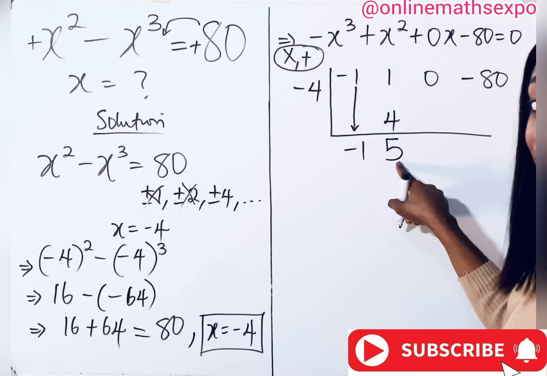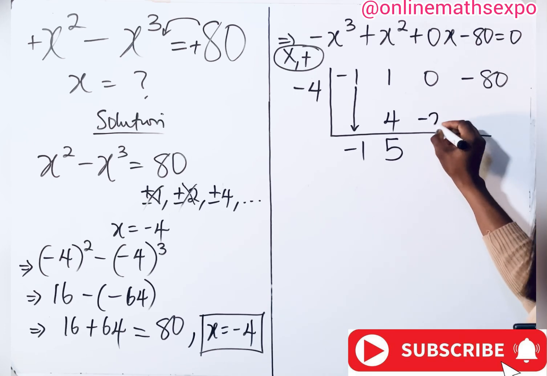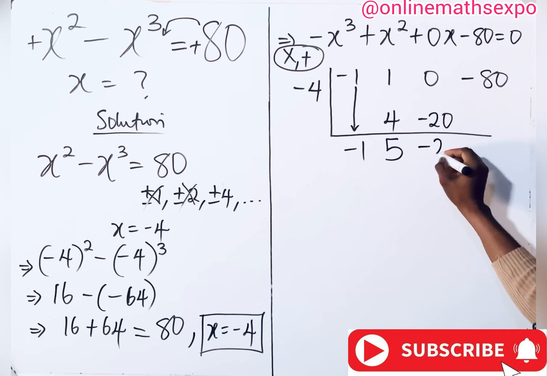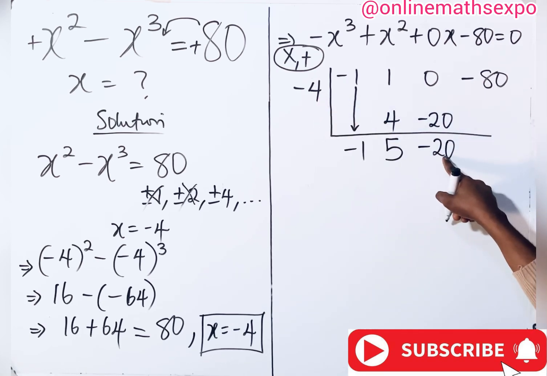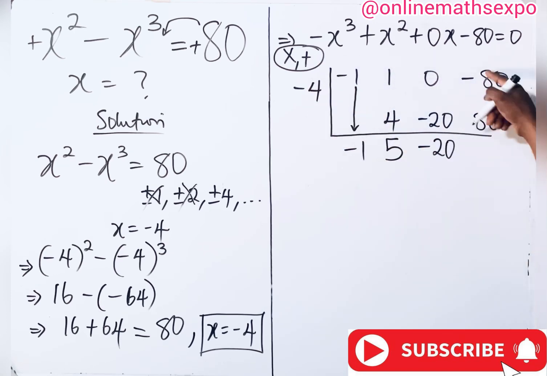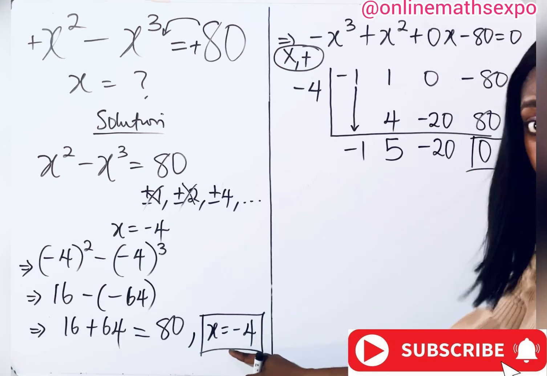Multiply this with this. It gives you -20. You write it here. So we have -20. Add this plus this. It gives us -20. Now repeat it again. This multiplies this, you give us +80. Then add. If you add this, it gives you 0. Now this 0 shows that this solution is correct.